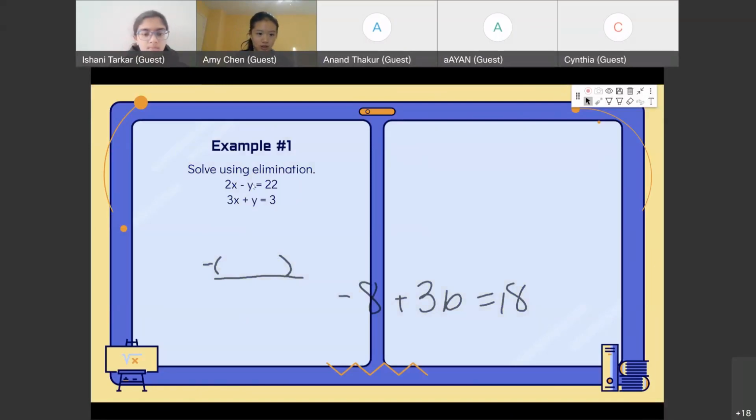Okay, let's do an example. Solve this using elimination. And luckily, you don't actually have to do a bunch of manipulation to get it into a good state.